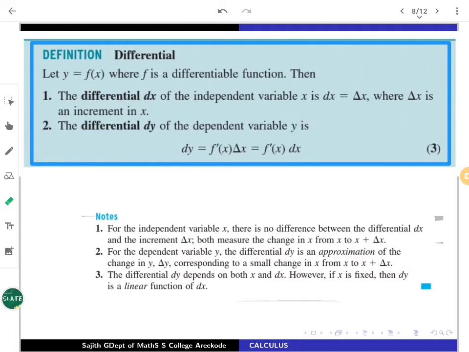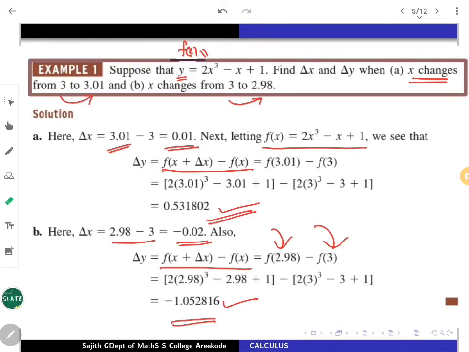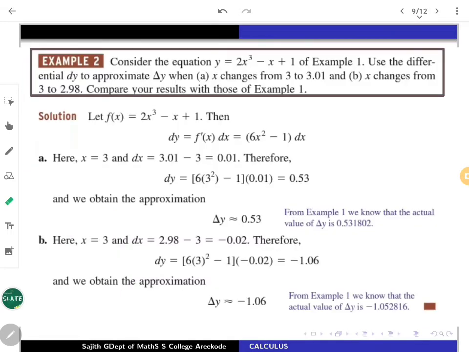We can just work out the same example. We worked out an example, y equals 2x cubed minus x plus 1, previously, and we actually calculated delta y before. These were the calculations. The same problem we can work through by looking at the dy concept here, and you will see what is going to happen. So consider the same problem. Find dy to approximate delta y. Remember, we are trying to look at dy, the differential of y, as an approximation for delta y.